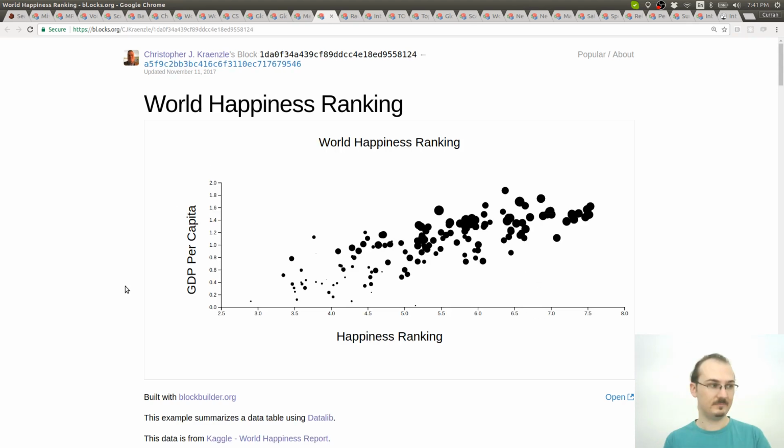This is a nice one too. Happiness ranking versus GDP per capita. I really like the black and white aesthetic of this one, how the circles flow like that. Really nice. It reminds me of that thought, get it right in black and white.